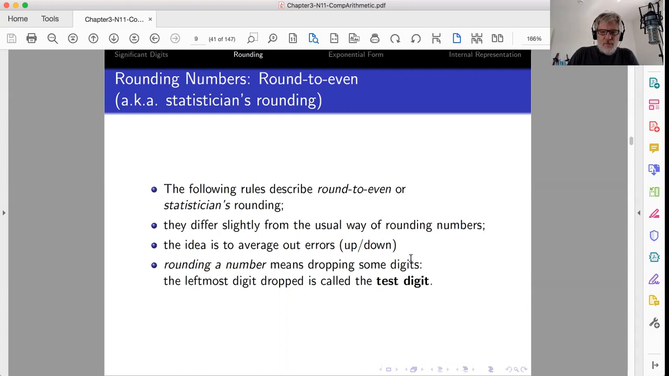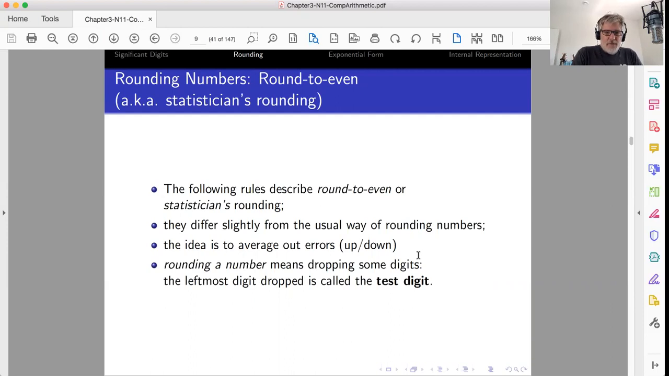We are going to consider now something called round to even rounding. We want to discuss rounding, which most of us have done at some point or another, and which means basically approximating a given number by removing some decimals. I'm going to talk about something called statistician's rounding, or round to even, which is a bit different from the method that you are probably familiar with, but it's very similar.